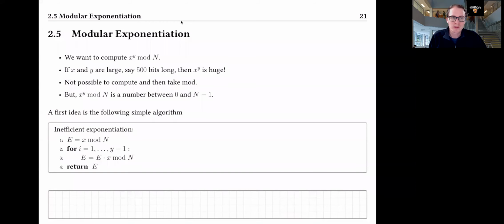Hello. So this is the second lecture on chapter 2. And here we're going to begin by covering modular exponentiation. In particular, let's say we want to compute x to the power of y mod n.